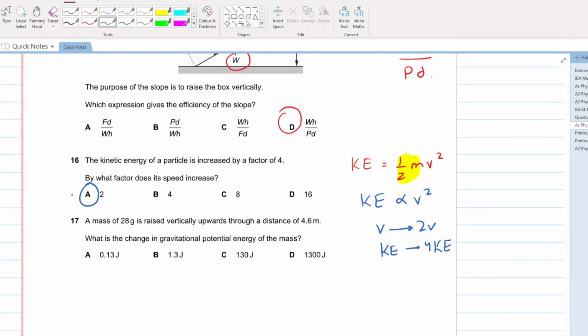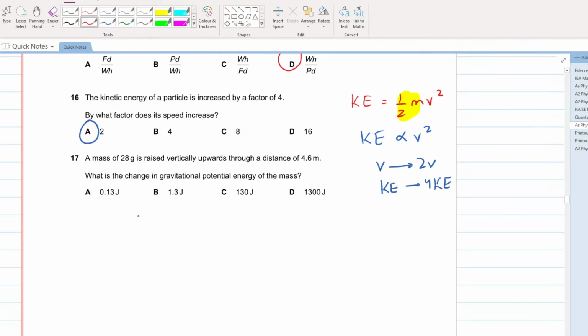A mass of 28 grams is raised vertically upwards through a distance of 4.6 meters. What is the change in gravitational potential energy of the mass? You have to calculate the change in gravitational potential energy of the mass. Change in gravitational potential energy is equal to what? Mass g into change in height. What is mass? 28 grams, 0.028. What is g? 9.8. What is change in height? 4.6. Can you calculate the change in gravitational potential energy, beta? The answer is 1.26. B is your answer.